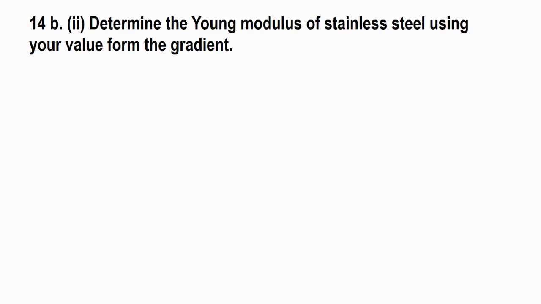Now, next to your question: determine the Young's modulus of stainless steel using your value from the gradient. First of all, we should know what we mean by Young's modulus. Young's modulus is represented by the letter E. It is the ratio of stress and strain, where stress is force by area, and strain is change in length by original length. Applied force by area is stress. Change in length, elongation, divided by original length is strain. Then the ratio of stress and strain is called Young's modulus.